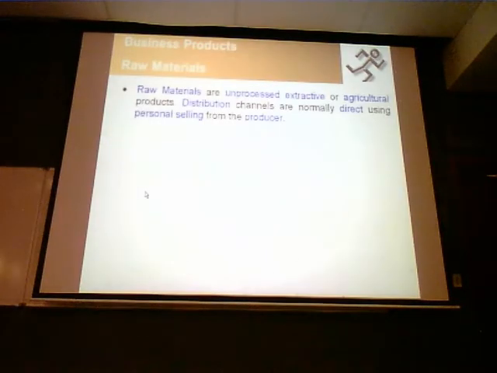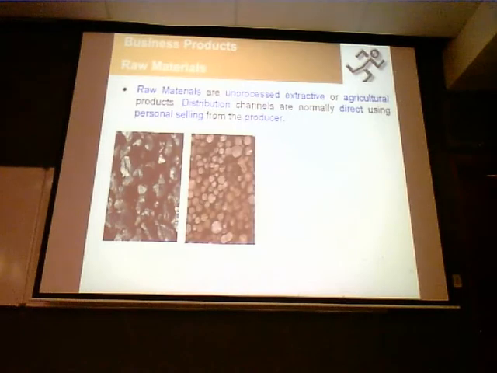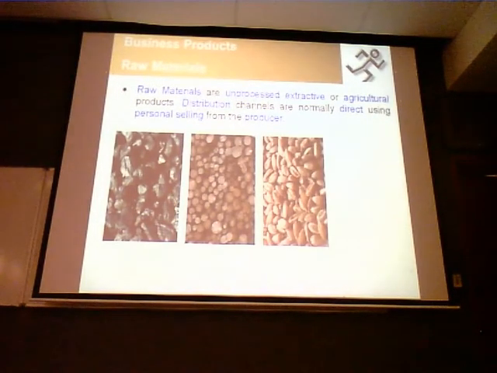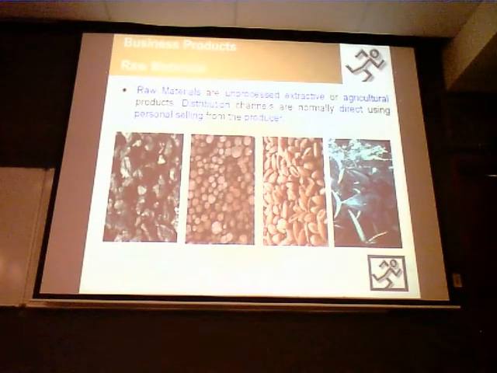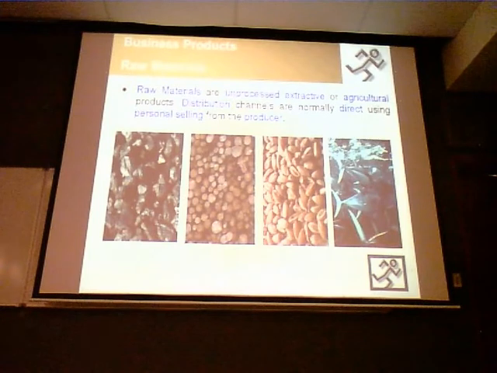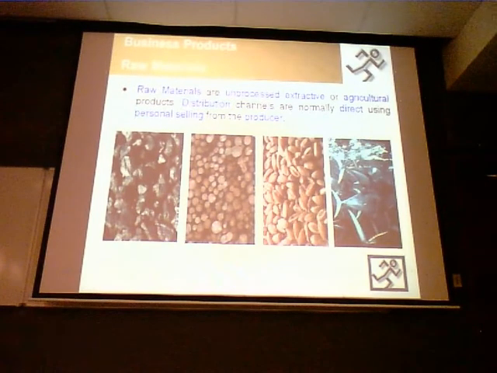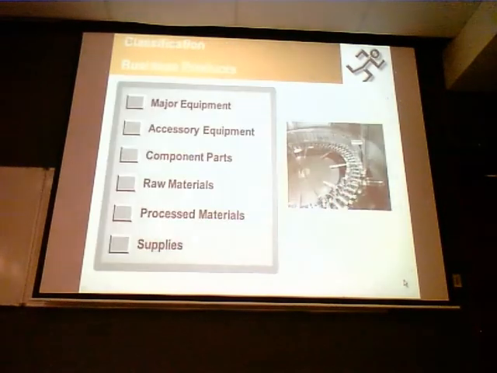Raw materials, this is from the agricultural age, if you like. For instance, coal and minerals from the ground, wood, rice and all the grain products, fish from the sea. That's again done by personal selling, and you put them out through the distribution channel, through the wholesalers and retailers.